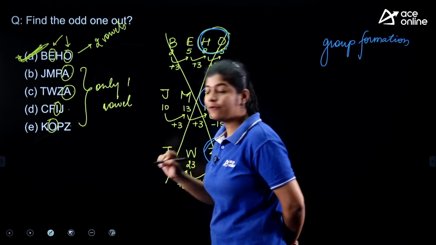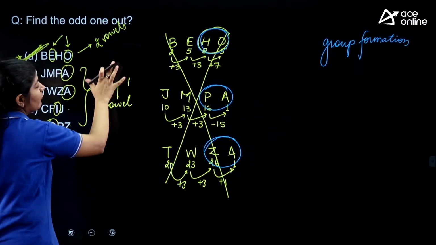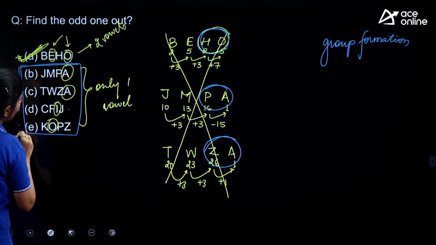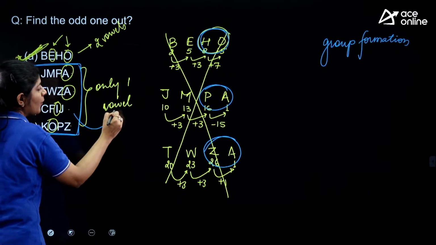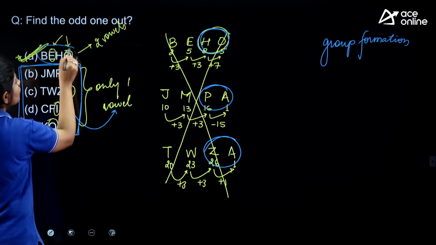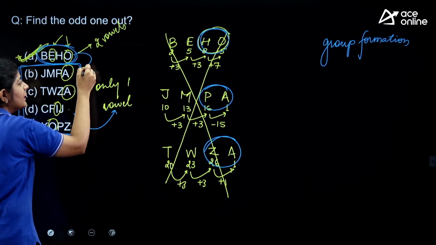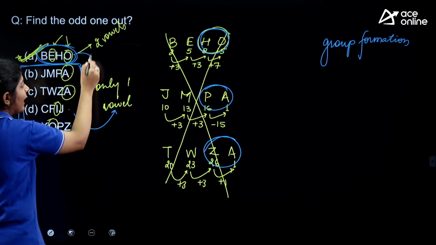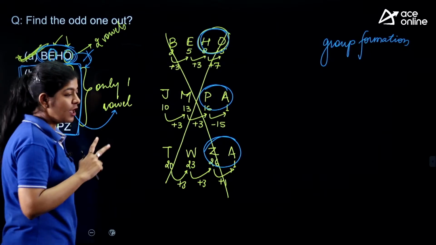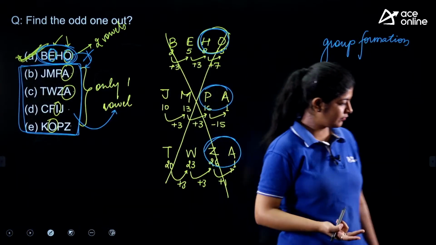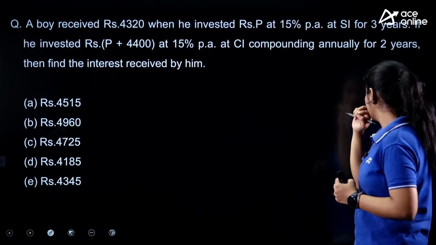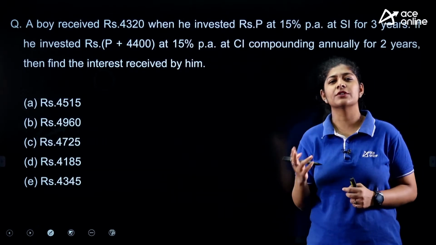As you can see, if you will apply this particular concept of vowels, you can create a group of these four options, because all these four options are having only one vowel. But this option is not going to follow the properties of this particular group. Why? Because this option is having two vowels. So whenever you do have these kind of questions, just simply try to focus on the group formation.